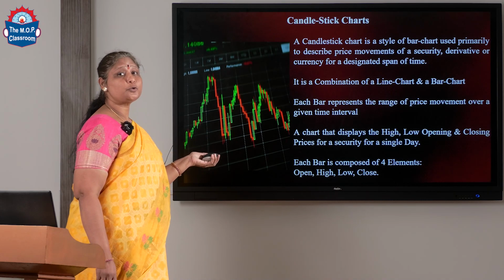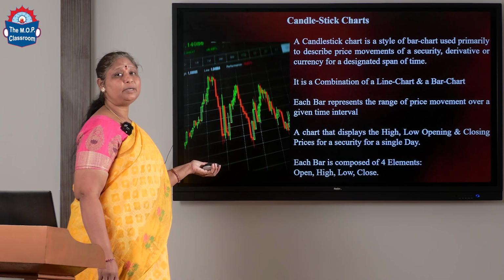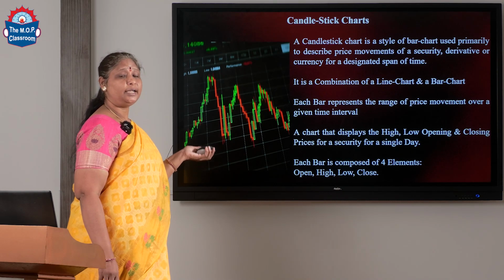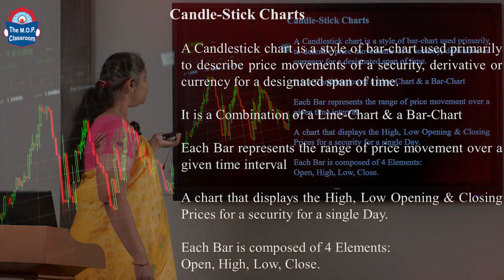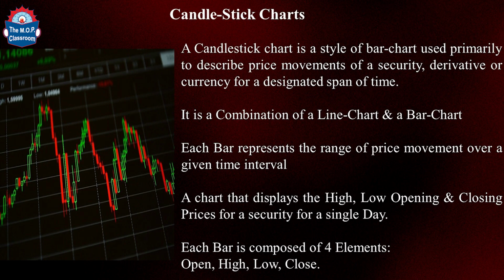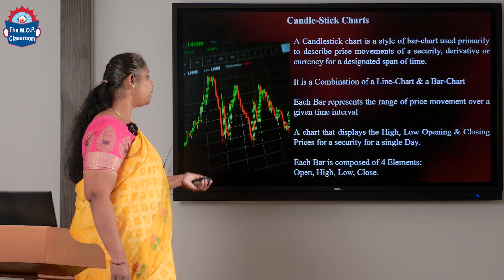Here comes the most popular type of chart, commonly used, and it was used in Japan a long time ago: the candlestick chart. A candlestick chart is a style of bar chart used primarily to describe the price movement of a security, derivative, or currency for a designated span of time. It is a combination of a line chart and a bar chart. Each bar represents the range of price movement over a given time interval, including the high, low, open, and close price of a security for a single day.